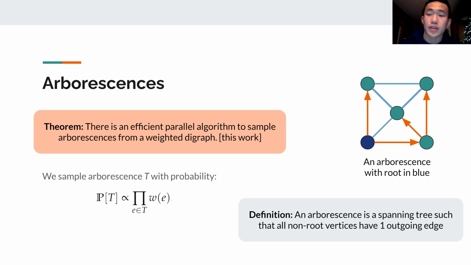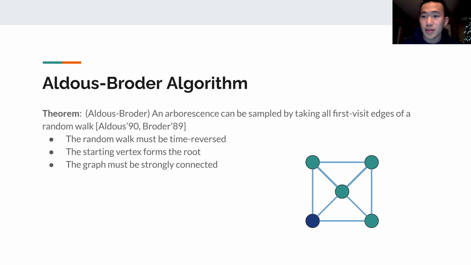To do this, we use two basic building blocks. The first is the Aldous-Broder algorithm, which has been used a lot to develop sequential algorithms for arborescence or spanning tree sampling. This algorithm tells us that once we fix a root, all we have to do is run a random walk and record each edge which visits a vertex that has yet to be visited. By the time every vertex has been visited, we'll be left with an arborescence. It turns out that this arborescence is distributed exactly as the distribution we described before, sampled with probability proportional to its weight.